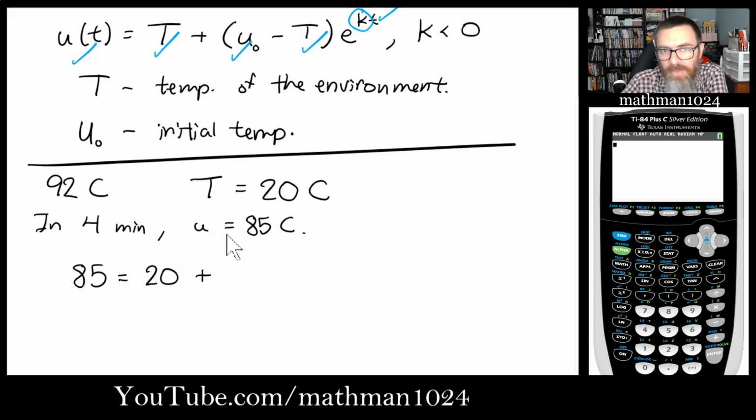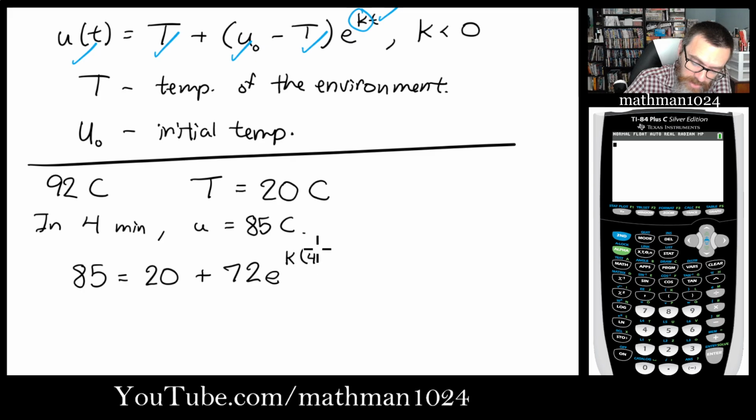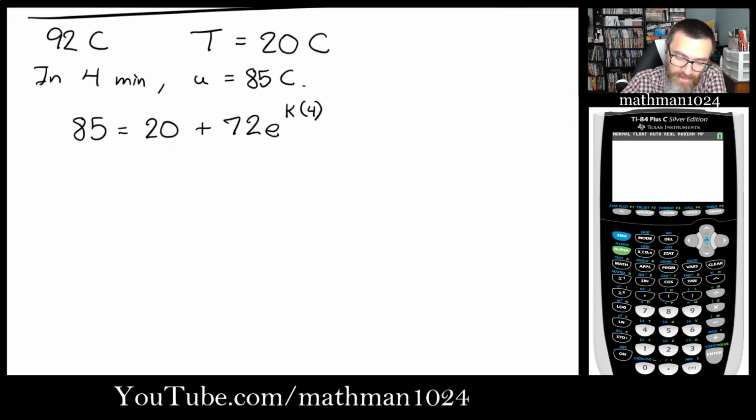Now, you're going to notice something interesting here. This U naught minus T is going to be the initial temperature, 92 minus the 20. So it's going to be 72. So it's really just the difference of those two guys. And that difference is connected to the exponential. So e raised to the k times 4 here, because we're talking about 4 minutes. Well, this is just a regular, normal exponential equation for us to solve. We're going to be applying logs here later. So let's go ahead and solve this and figure out what the k is for this particular example.